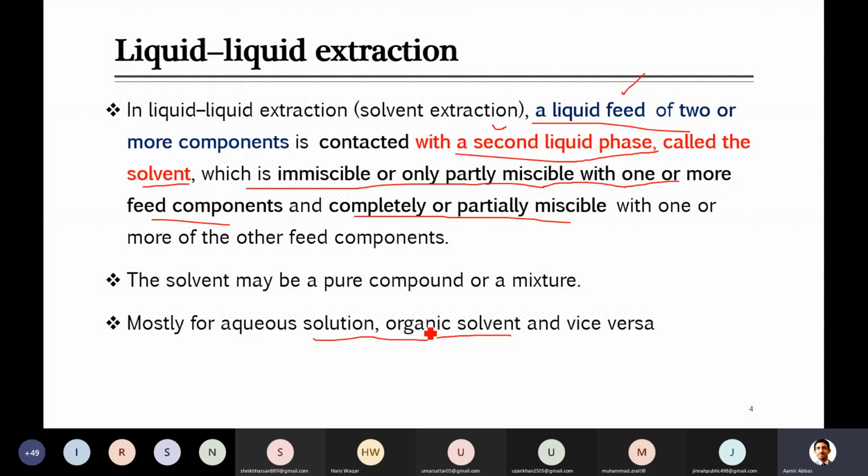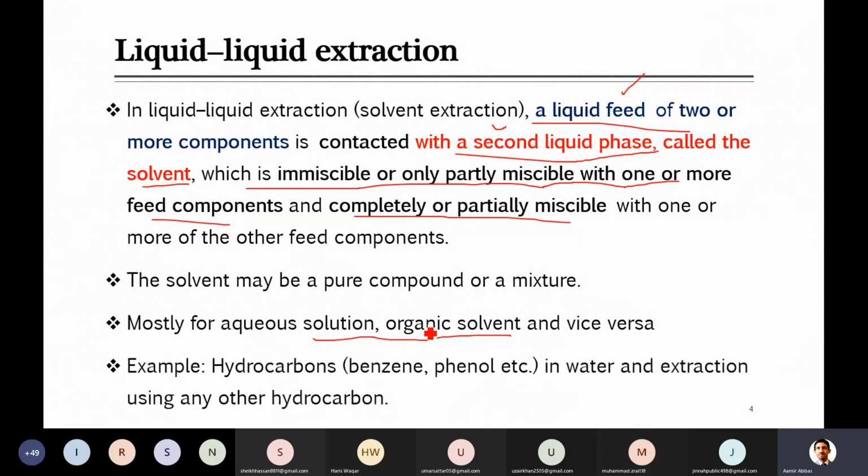And the inverse of this: for example, if you have something inorganic in nature that is at the moment part of the organic feed, but you want to remove those inorganic components from that organic feed, then you bring it in contact with water, because inorganics are more easily soluble in water as compared to the organics, and then they will be separated.